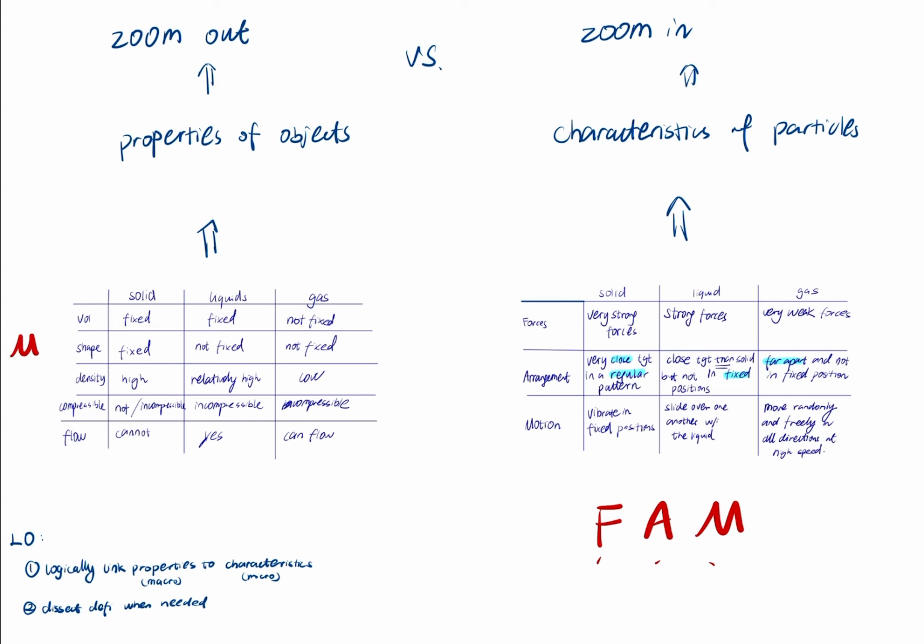Then another example, compressible. What makes it compressible? Okay, you think for solid. Incompressible, why? Because very strong forces between the particles. The particles are very closely packed together in a regular pattern. So here it will probably be F and A. This is the first learning point.